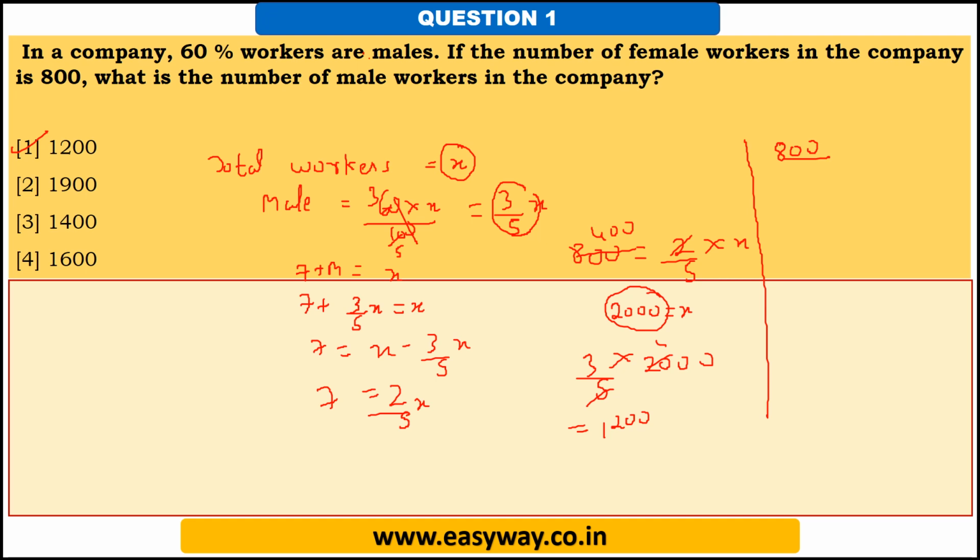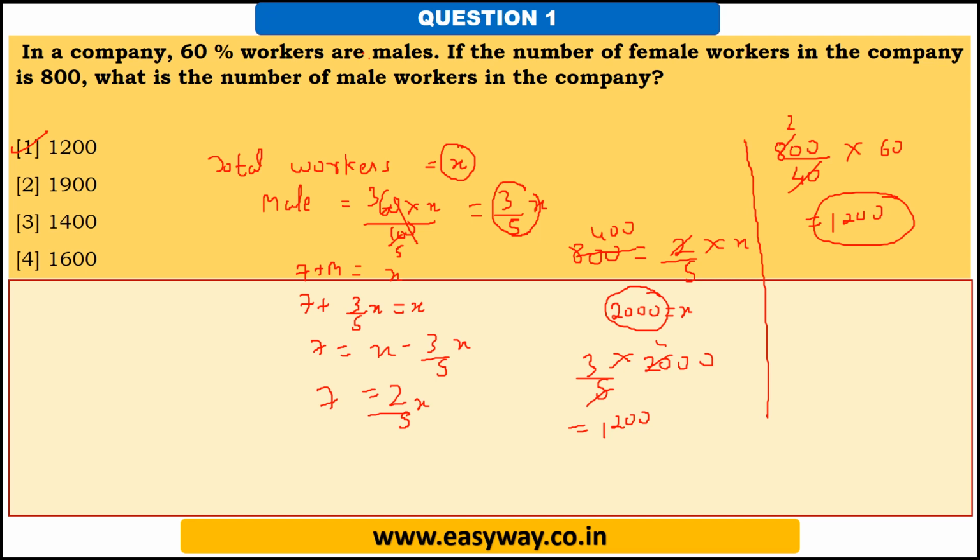So we have to divide by 40%. And they have told us to find out the number of males. So what is the percentage of males? That will be 60. So into 60. So 1s, 2s, 20 into 60 will be 1200. So this is the easiest way of doing the question.